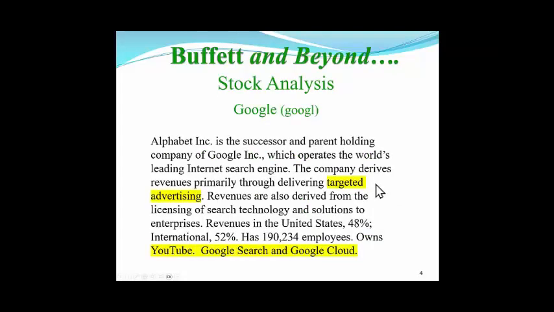As if you didn't know what this stock does, it's the successor and parent holding company of Google, which operates the world's leading internet search engine. And the company derives revenues primarily through delivering targeted advertising. In other words, folks, when you're on the internet and you do any kind of search, these search engines know all about you. Now, revenues are also derived from the licensing of search technology and solutions. And revenues in the United States, 48%, and from international, 52%. It has 190,000 employees, and folks, that's about 25% more than it did several years ago, because we have those numbers.